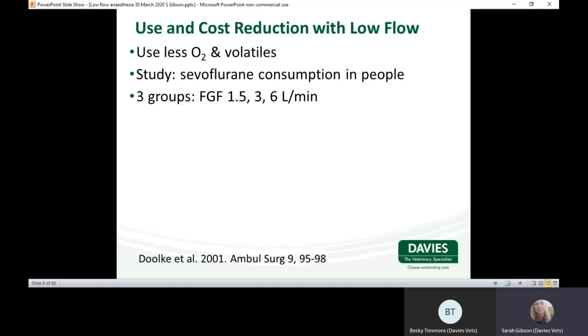So let's look at the cost reduction with low flow and the reduced use of volatiles. So we will use less volatiles. These are results from a study in people where they were divided into 3 groups with fresh gas flows of 1.5, 3 or 6 litres per minute.